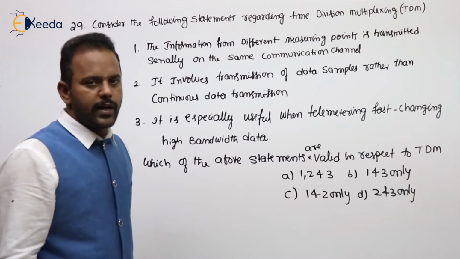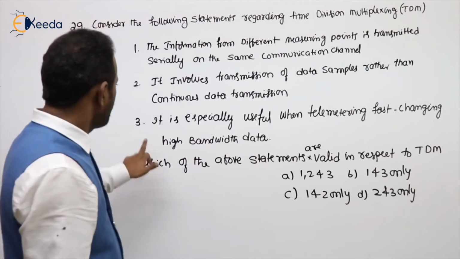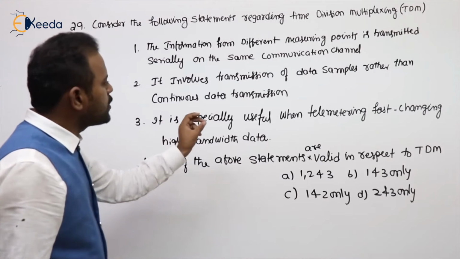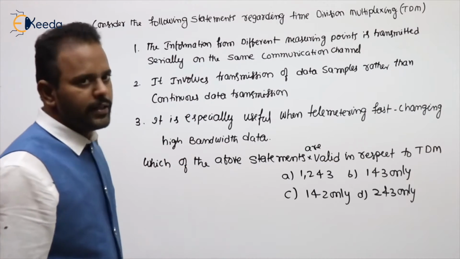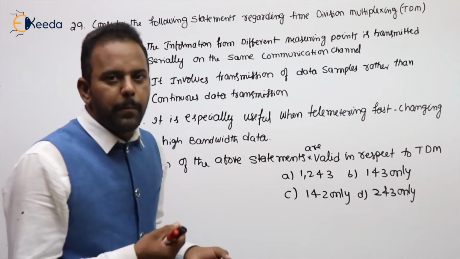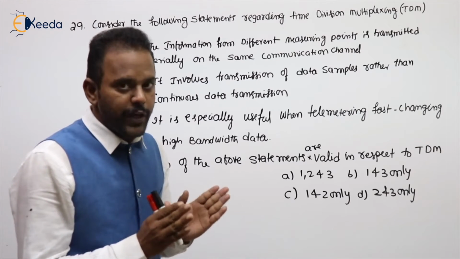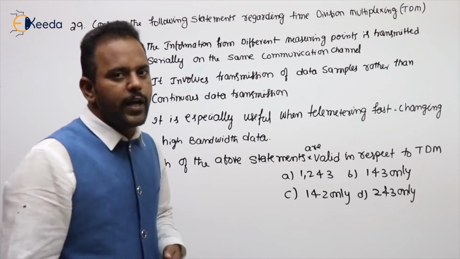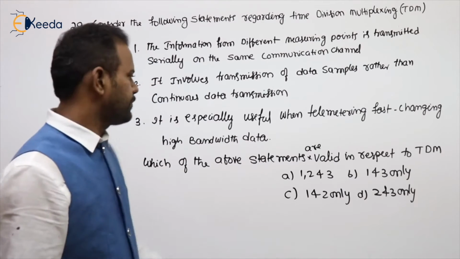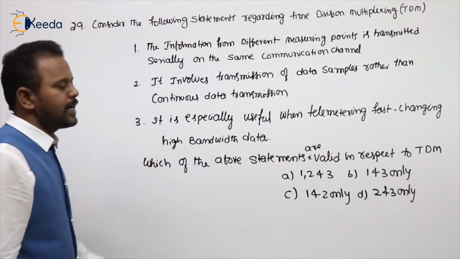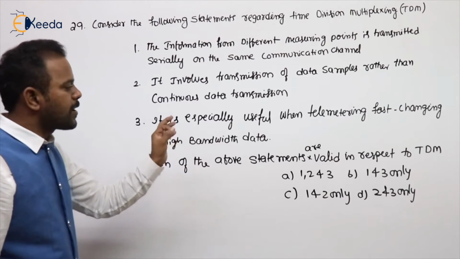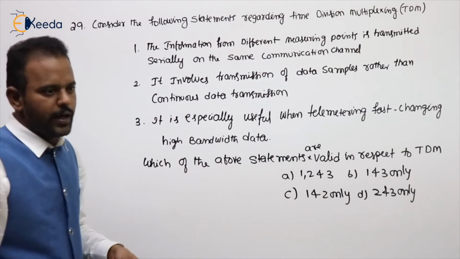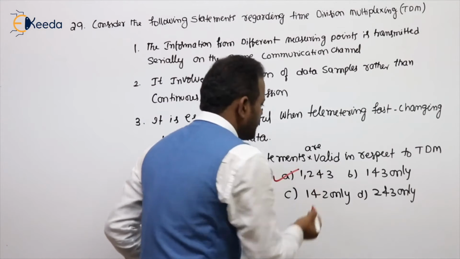In TDM, what are we transmitting? Samples only. Third, it is especially useful for telemetry of fast changing and high bandwidth data. In FDM, bandwidth sharing will be there. But in TDM, no sharing of bandwidth, higher bandwidth. So all the three statements are correct. Which of the above statements are valid with respect to TDM? We already discussed it. All the three are correct.